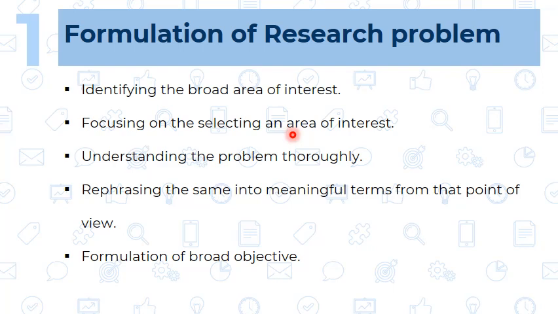So here first we select the broader area, then we make the precise research problem selection. After understanding that, we rephrase the problem into meaningful words, and after that we make the broad objective. This is the first step, called the formulation of research problem.